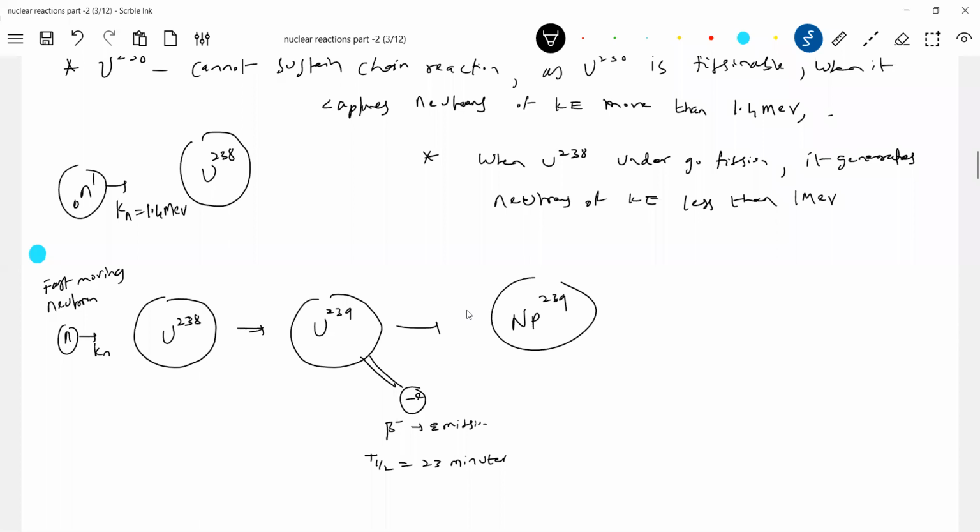Then the neptunium will undergo further beta emission. So what is the half-life? The half-life will be around 3 days. After 3 days, it will undergo one more beta minus decay, and this will become plutonium. You see this. So here what happens, there's a very good, this is what we use for weapons.